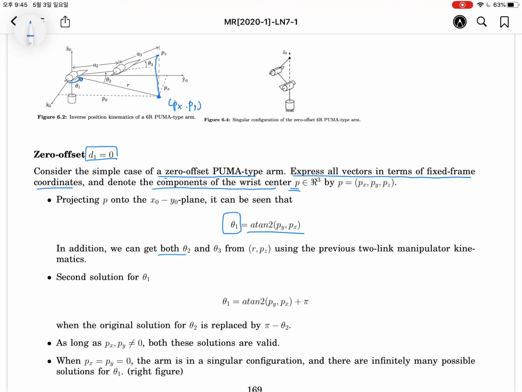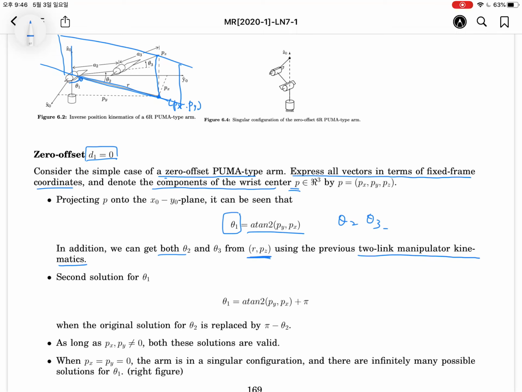Okay. In addition, we can get both theta 2 and theta 3 from the r-z plane. Actually, after obtaining theta 1, theta 2 and theta 3 will be calculated by making a planar plane, this plane. This plane is the r-z plane, okay? After making the r-z plane, we will apply the two-link manipulator kinematics.